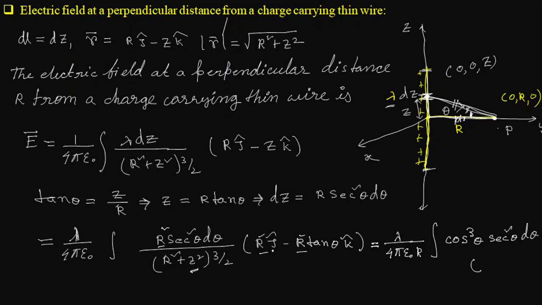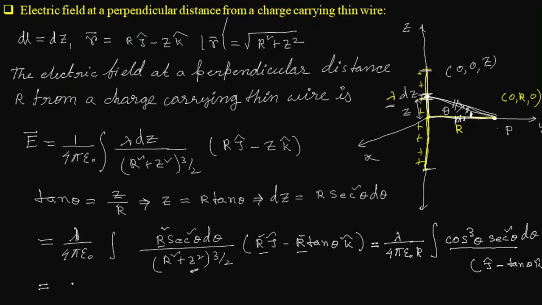And if we take common r here, then what we get inside the bracket will be minus j cap minus tan theta k cap. Now what will be the product of cos theta into sec theta? That will give you 1. So from here we can write cos square theta sec square theta is equal to 1. So we'll get only cos theta.